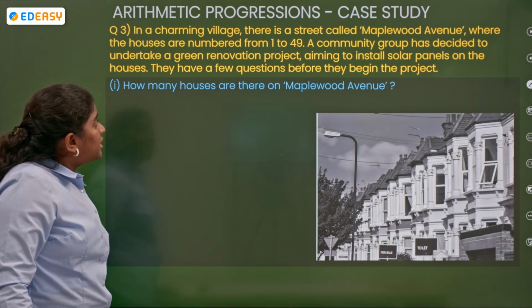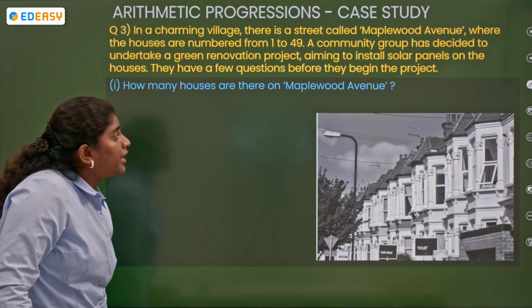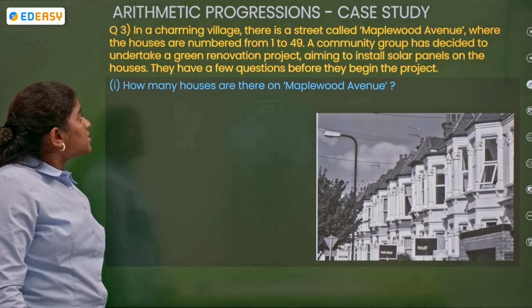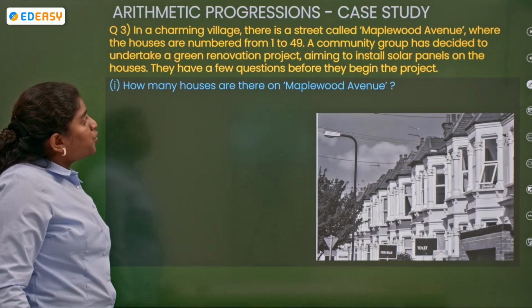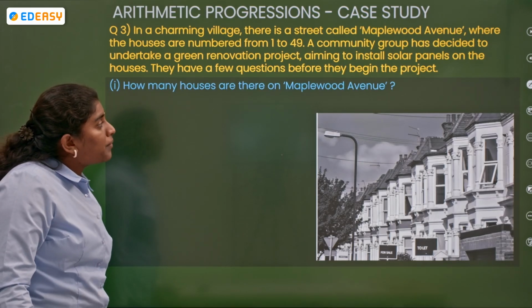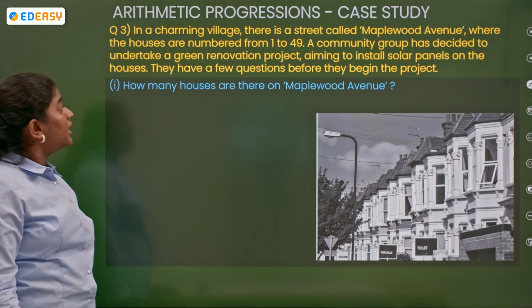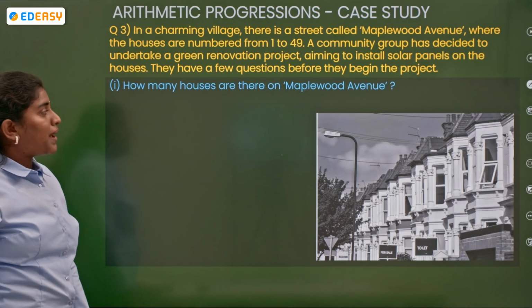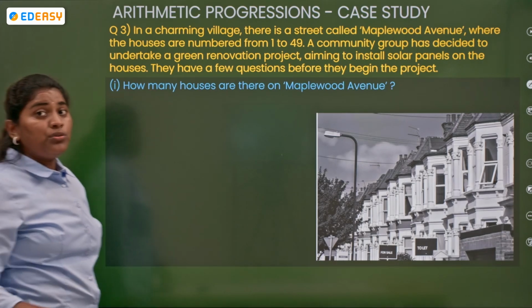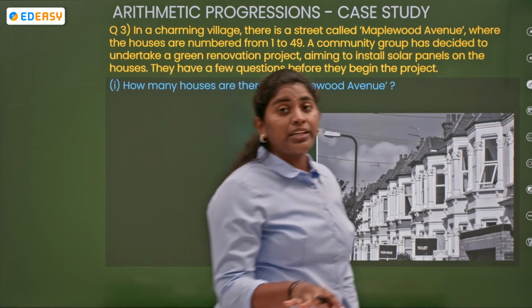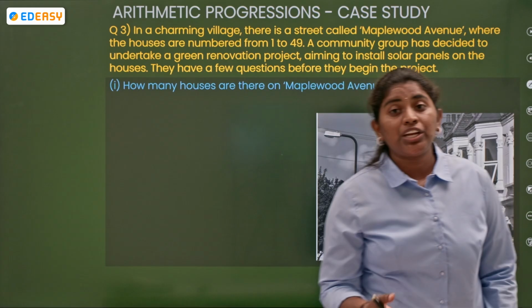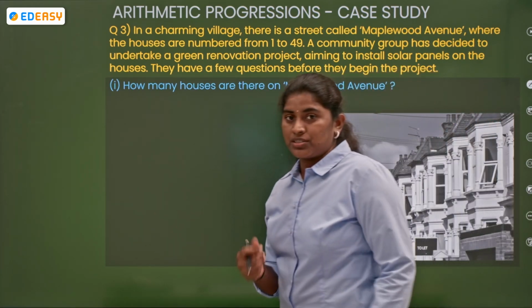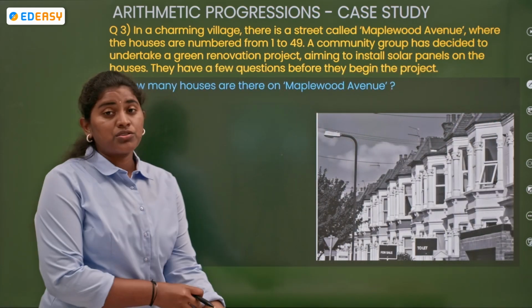In a charming village, there is a street called Maplewood Avenue where the houses are numbered from 1 to 49. A community group has decided to undertake a green renovation project aiming to install solar panels on the houses. Now they have a few questions before they begin that project and we need to help them to solve those questions. Okay, let's see what are those questions.